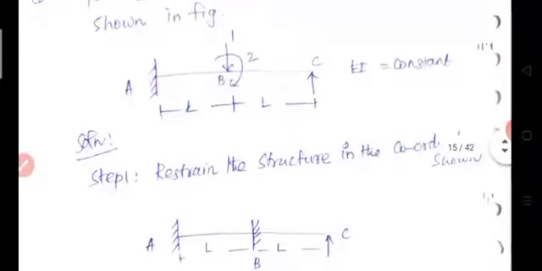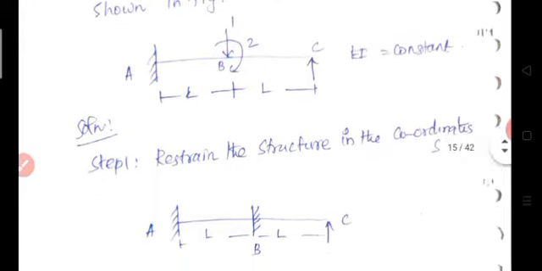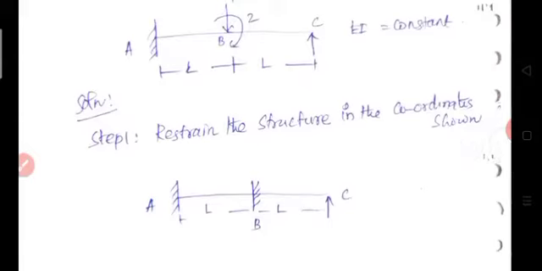Then, the first step is to restrain the structure in the coordinates chosen. In this problem they have shown two coordinates, one is delta y direction, another one is the clockwise rotation theta. So, first we have to restrain this delta y and theta at joint B. For this we have to provide the fixity at joint B. With the help of this fixity we will restrain delta y and rotation at joint B.